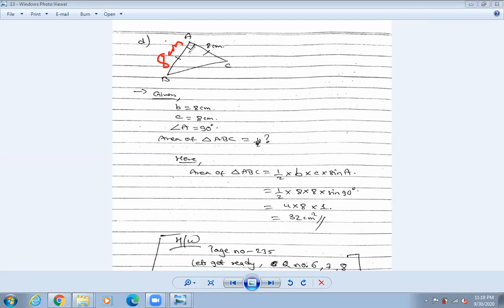Now, what is the angle between them? What does it represent? It represents 90 degree.